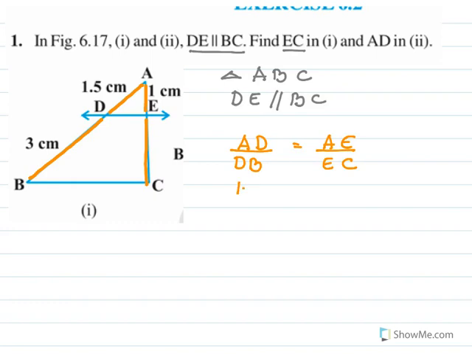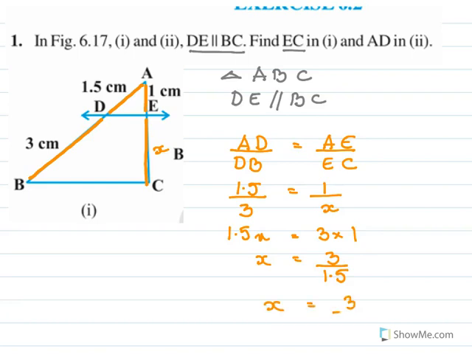To put the values, you have 1.5 over DB is 3, AE is 1, and EC I will take as X because we need to know that. So when we cross multiply, I get 1.5x equal to 3 into 1. So X equal to 3 over 1.5. So X equal to 3, 15 into 10. So this is 2. So we get our EC equal to 2 centimeter.